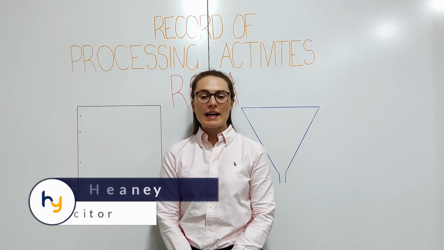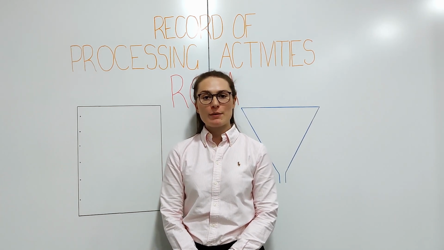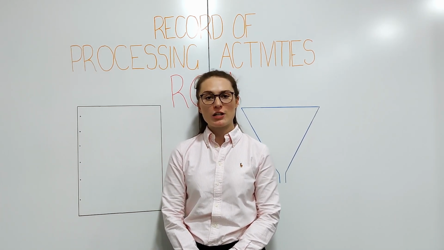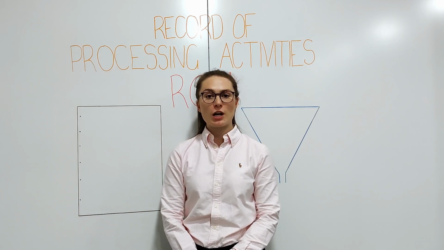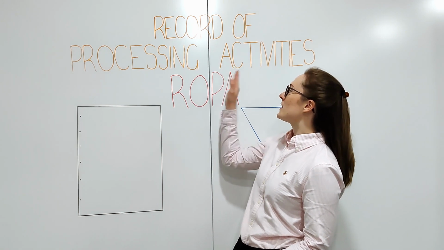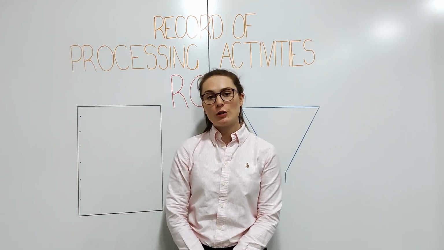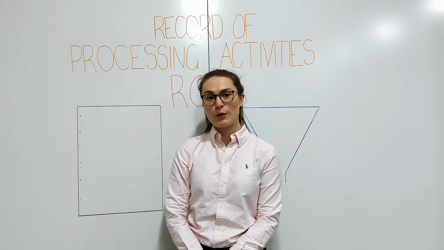In the previous video, we discussed the accountability principle, and that principle requires your multi-academy trust or school to demonstrate that it processes personal information in accordance with the UK GDPR. And a good way for you to do this is to create a record of processing activities, or ROPA. And in fact, it is a requirement under the GDPR that you do keep a ROPA.